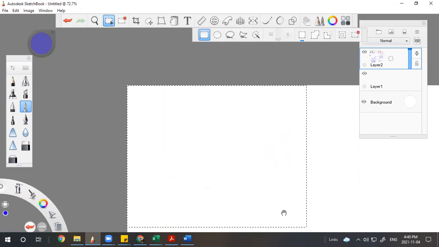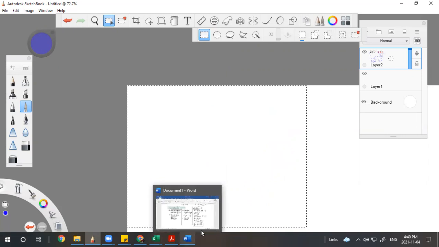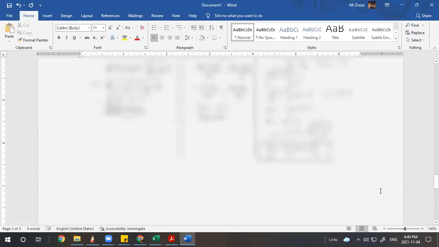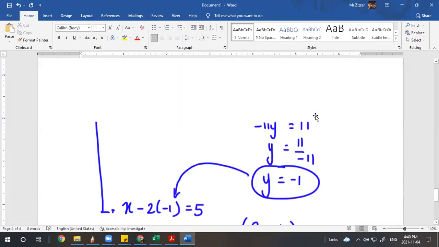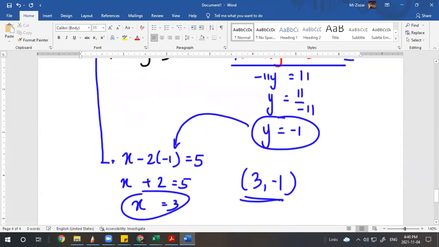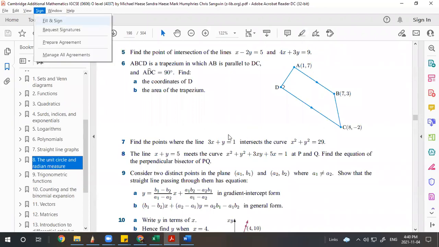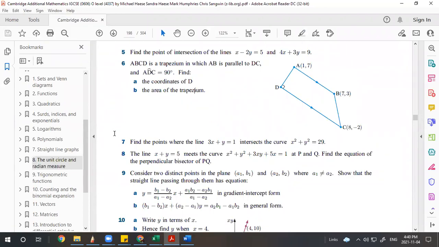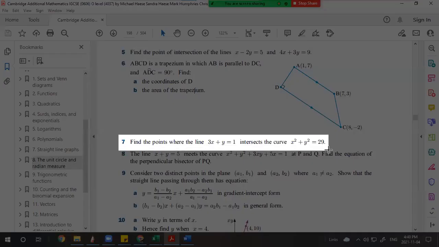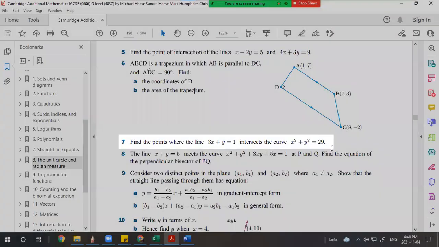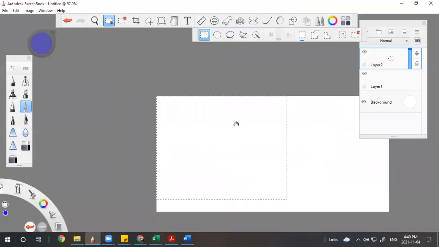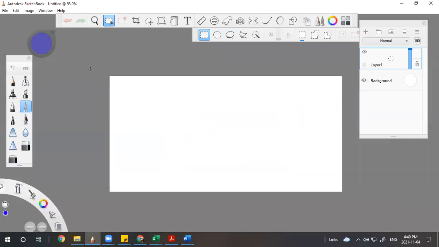Now the line and the curve. Line and curve is also hard. Find the points where the line 3x plus y equals 1 intersects the curve. There you go, this is a non-linear equation.